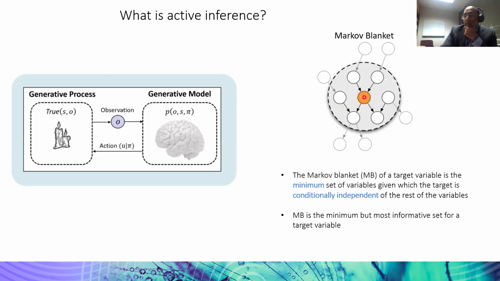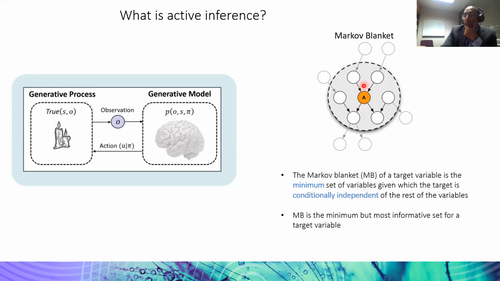And the important point is that we only need to know what is around A, which is the Markov blanket, and once we know this, we don't need to know anything about what is outside, because the target has become conditionally independent of the rest of the variables. And the MB is the minimum but most informative set of a target variable.